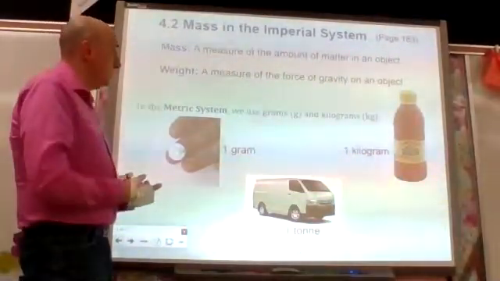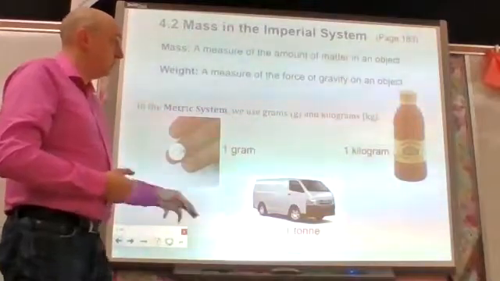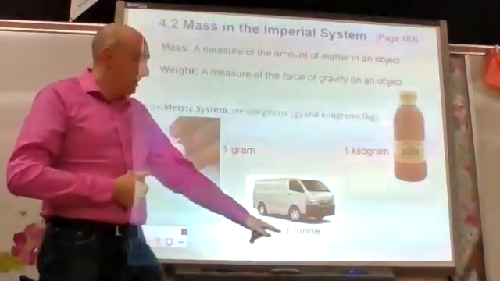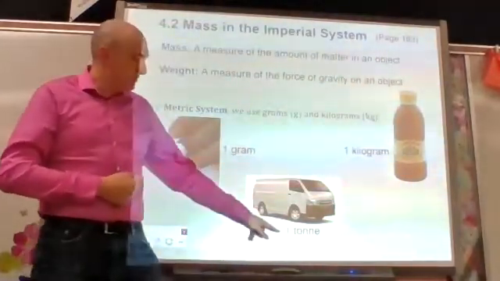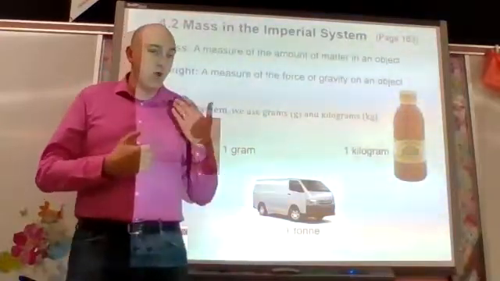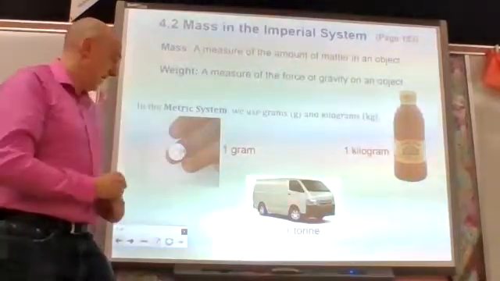Okay, in the metric system, when we're measuring mass, we use grams. We use kilograms, which are 1,000 grams. And we use metric tons. Notice how it's spelled T-O-N-N-E. And 1 metric ton is 1,000 kilograms. So that's our metric version of mass.